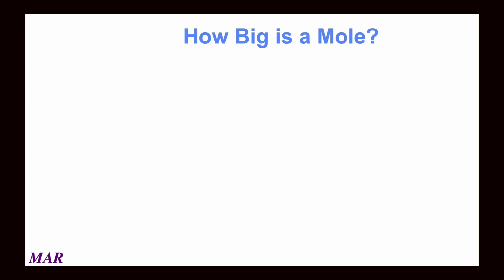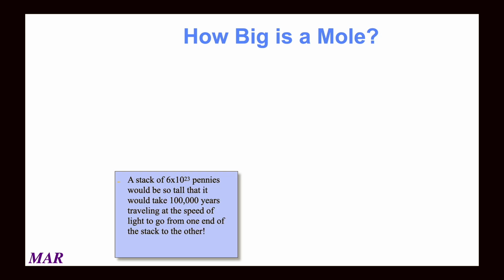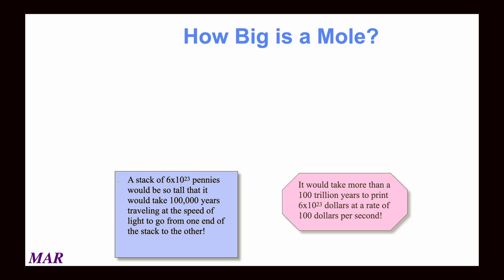So let's talk about how big a mole is. How big is that 6.022 times 10 to the 23rd? And these are just some kind of interesting things. Let's say that we had a stack of 6 times 10 to the 23rd pennies. It would be so tall that it would take 100,000 years traveling at the speed of light to go from one side of the stack to the other. So, whoa, I like science fiction a lot, and that's just a crazy amount of time. So this is a lot of pennies. You don't really necessarily want to have 6.022 times 10 to the 23rd pennies. It would be pretty big.